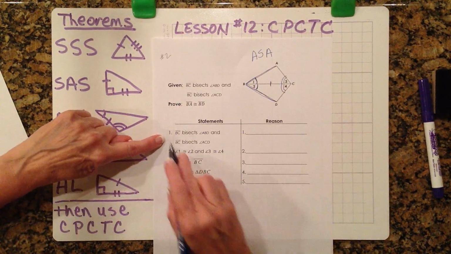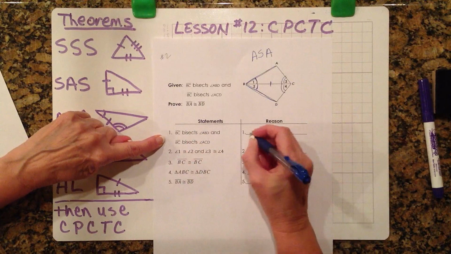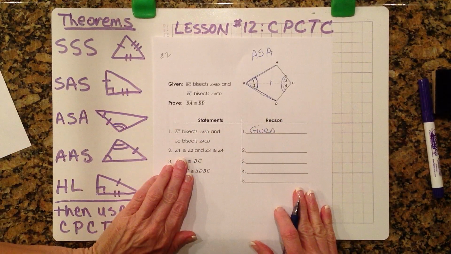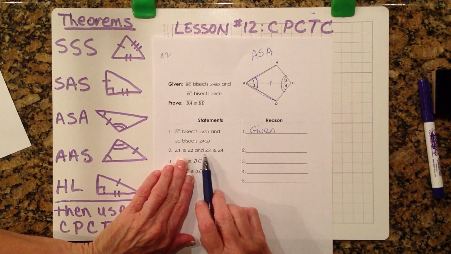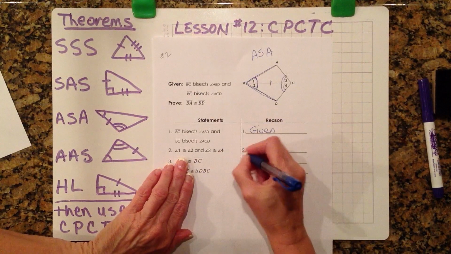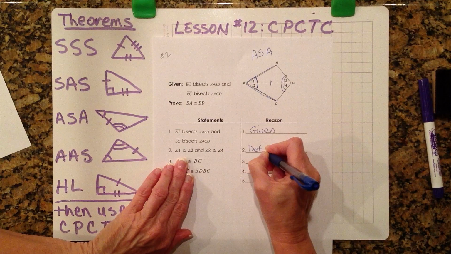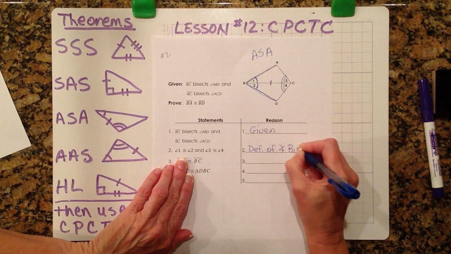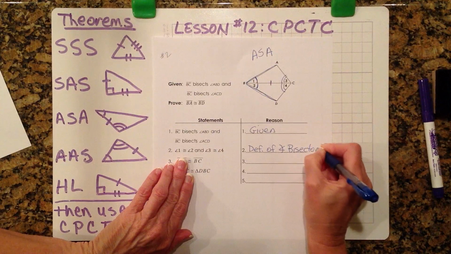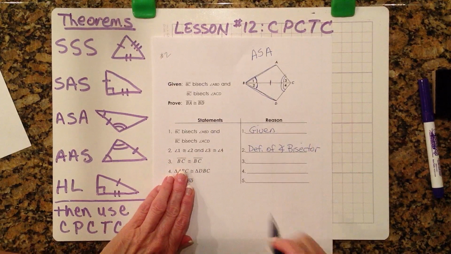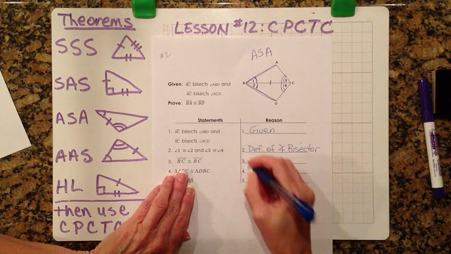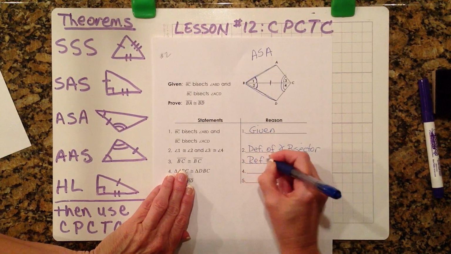So your very first line, if you notice, it's a reproduction of the top, so that's given. All right, 1 is congruent to 2, and angle 3 is congruent to angle 4. That's definition, and I'm going to abbreviate here, of angle bisector. Now, BC is congruent to itself because it's the same, it's its own side. So that's reflexive property.